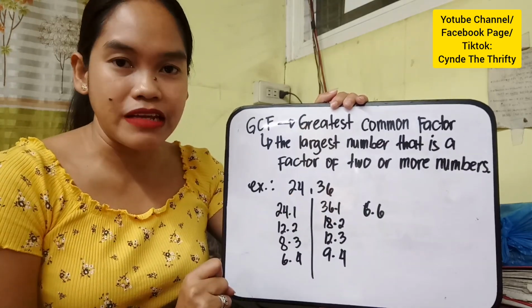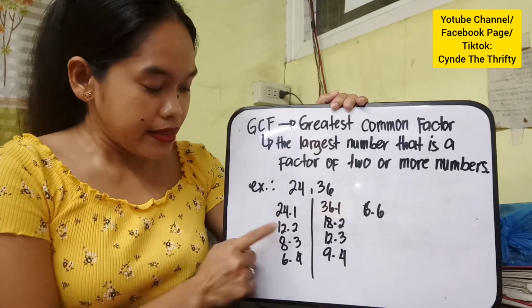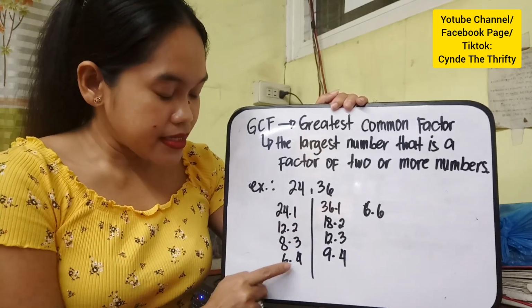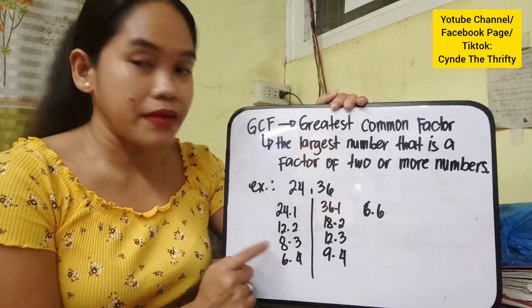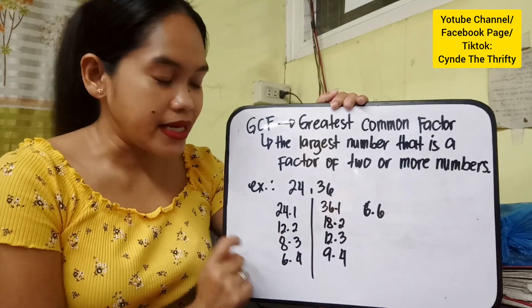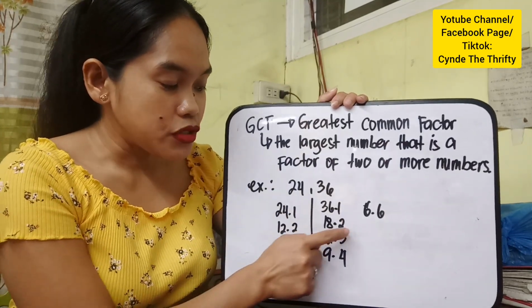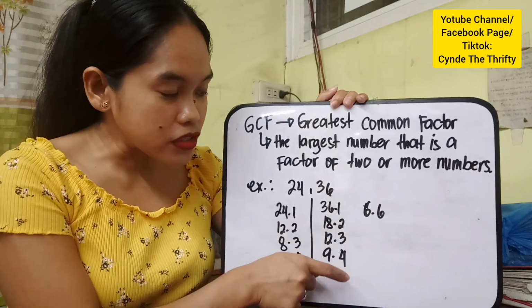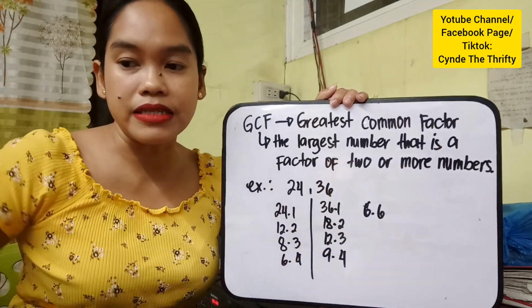Kapag i-factor mo si 24, magiging 24 times 1, 12 times 2, kasi 12 times 2 equals 24, 8 times 3, 6 and 4. So, ito lahat kapag i-multiply mo is magre-result siya into 24. Si 36 naman, anong factor niya? 36 and 1, 18 and 2, 12 and 3, 9 and 4, and 6 and 6. So, ito yung mga factor niya or kapag i-multiply mo siya, magre-result into 36.